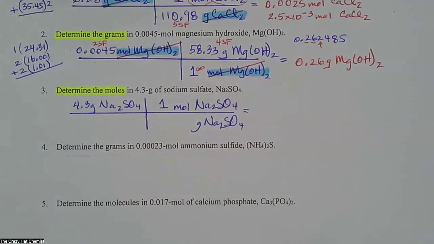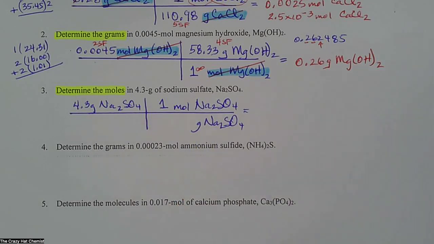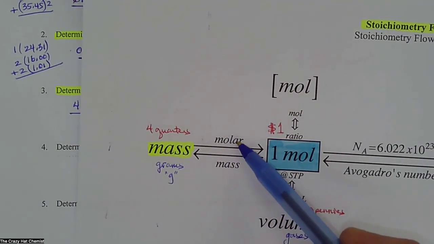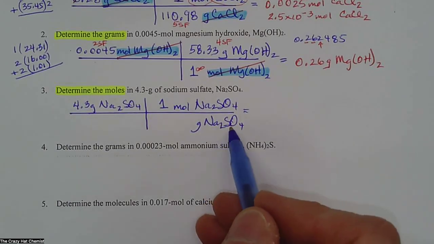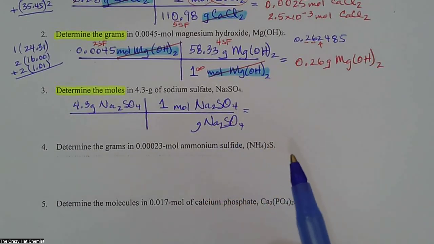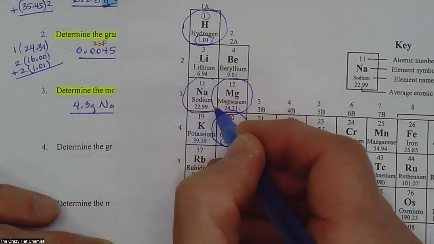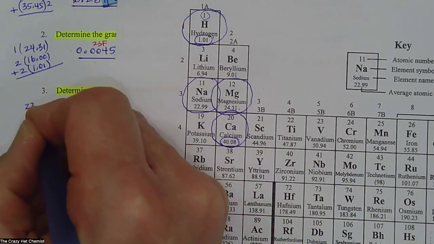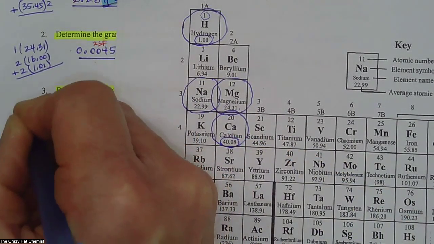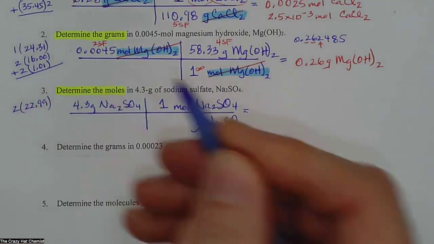All right, fantastic. Then this number in front of the grams for sodium sulfate, what is it called? It is called the molar mass. So I need to calculate the molar mass of sodium sulfate. Sodium on my periodic table is right here at atomic number 11. It has a molar mass of 22.99. How many sodiums are in this formula? There are two.